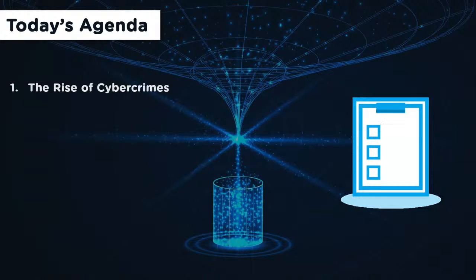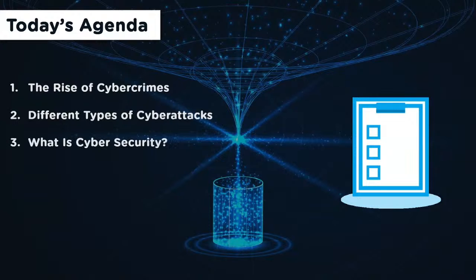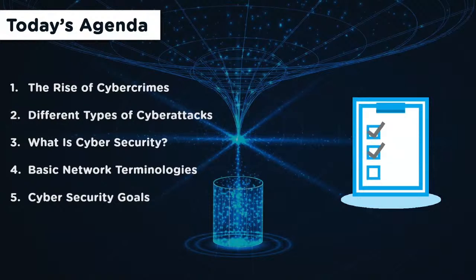Now, let's jump in and see what's in store for us. We have an interesting lineup for this session. Firstly, we look at the rise of cybercrimes with the help of real-world cyberattacks. Then we will move on to understanding the various types of cyberattacks we can fall prey to, following which we will brief you with the importance of cybersecurity. After that, we will understand various networking terminologies as networking is the foundation of cybersecurity. Our next topic will acquaint you with cybersecurity goals, and finally we will have a look at how you can tackle cybercrimes. So without further ado, let's begin with the rise of cybercrimes.